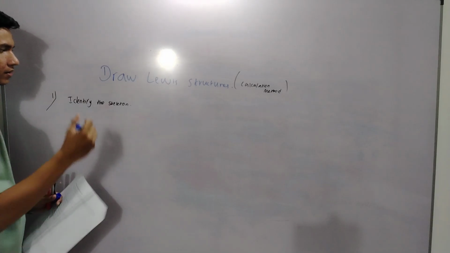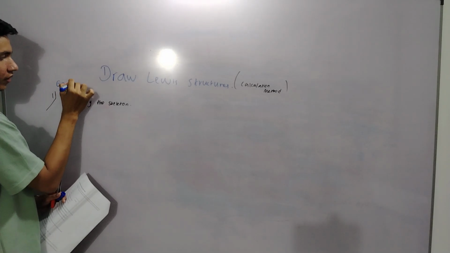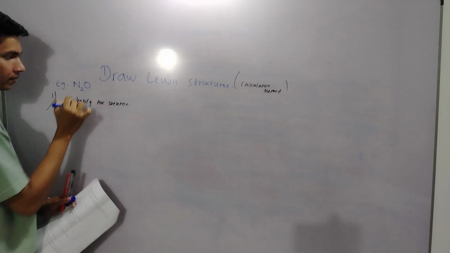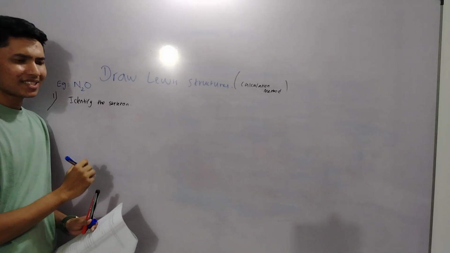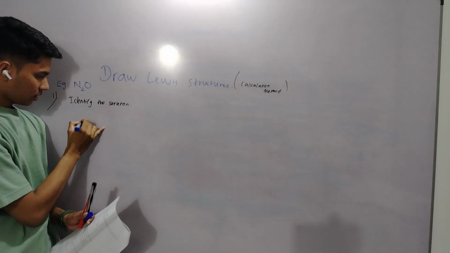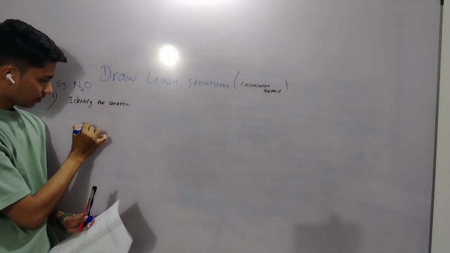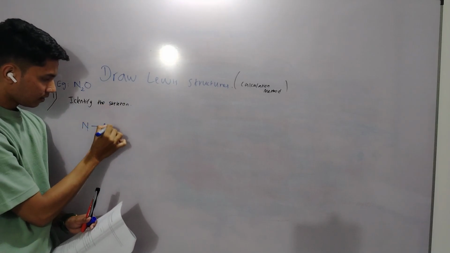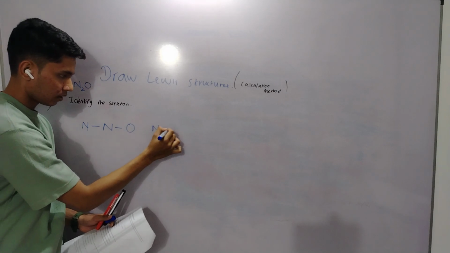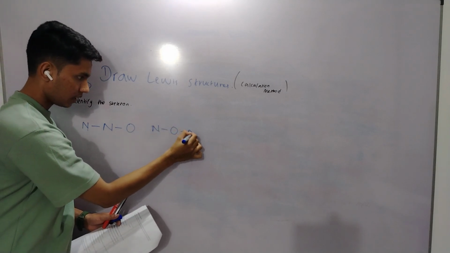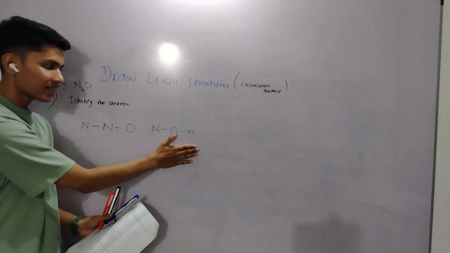Now this is our example. We are going to draw the Lewis structure for the N2O molecule. Identify the skeleton. So you draw it like this: N, N, O and N, O, N. These are the skeletons.